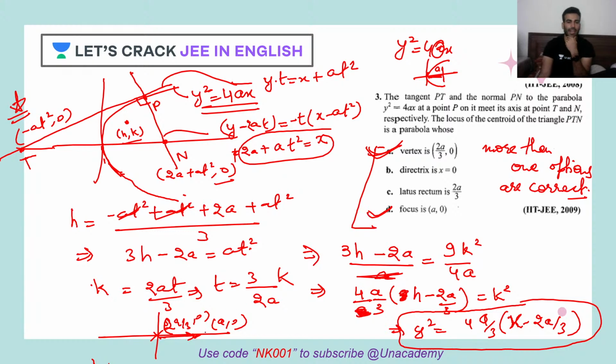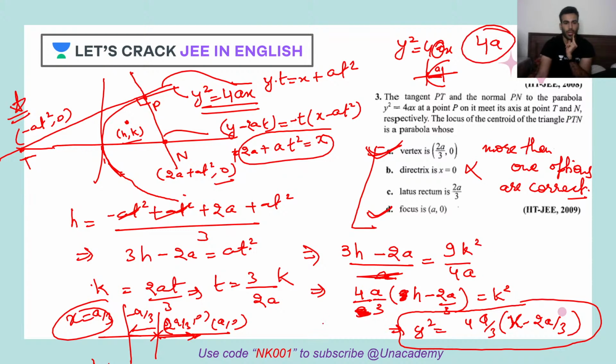But if you want to check for the directrix, from the vertex you have to move a distance behind. That means you have to go a by 3 behind. So this directrix will be x is equal to a by 3. But it is given x is equal to 0. So this option is not correct. Similarly, what is latus rectum? Latus rectum for the standard curve is 4a. But here it is 4 times a by 3, which is 4a by 3. But the option given is 2a by 3. So that means this option is also not correct. So options A and D are correct.